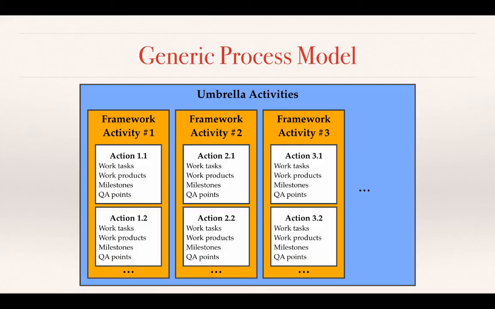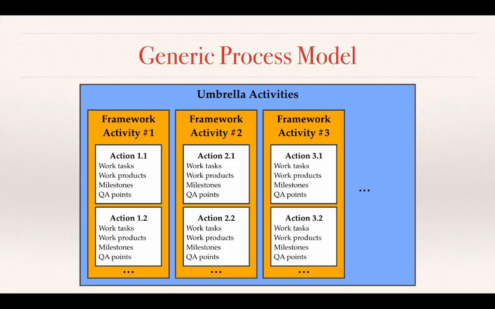Let's remind ourselves what a generic process model looks like. It's made up of a sequence of framework activities, and each of those framework activities have multiple actions associated with them. And each of those actions involve a set of tasks to be performed, work products to deliver, milestones to meet, and quality assurance checkpoints to satisfy.